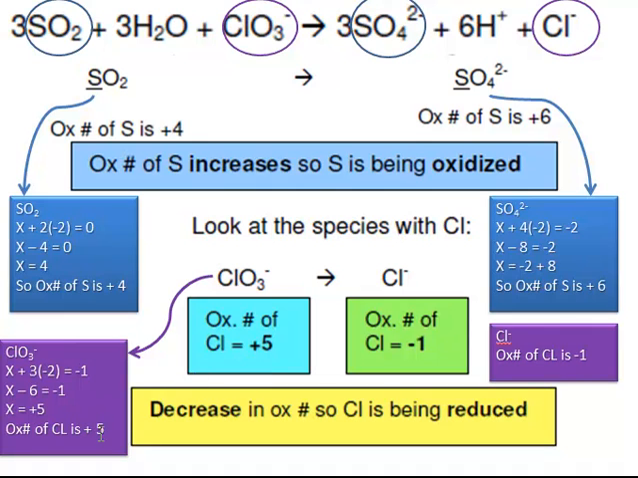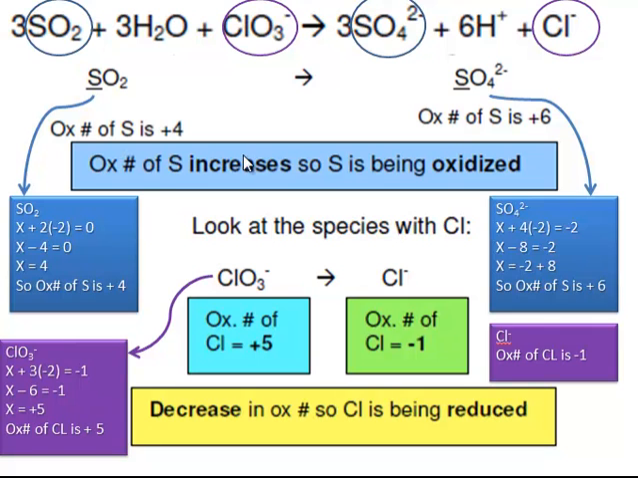So positive 5 to negative 1, we see that it's reduced, the charge is reduced, so the only way it can be reduced is if it gained electrons which are negatively charged. So we see that it gained electrons, so decrease in oxidation number means that it's reduced.